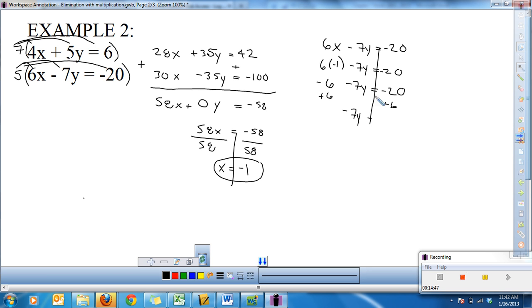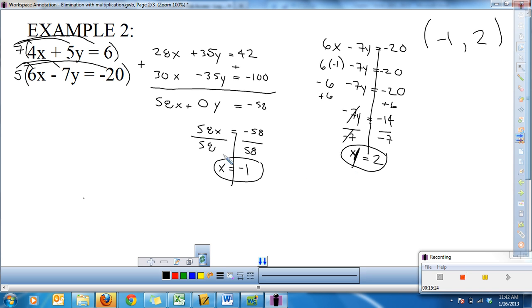Negative 20 plus 6 is going to give me a negative 14. If I divide both sides by -7 to get y by itself, I get that y, not x, we solved for x, these cancel out, y is going to be equal to +2. So right now, I have that x is -1, and I have that y is +2. So I'm going to write out my solution. My solution, I think, is going to be -1, comma, +2.